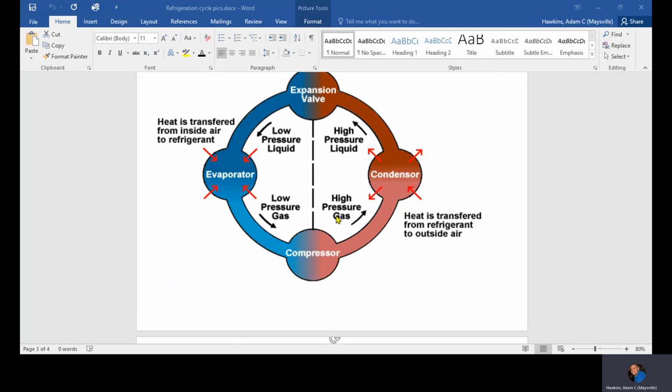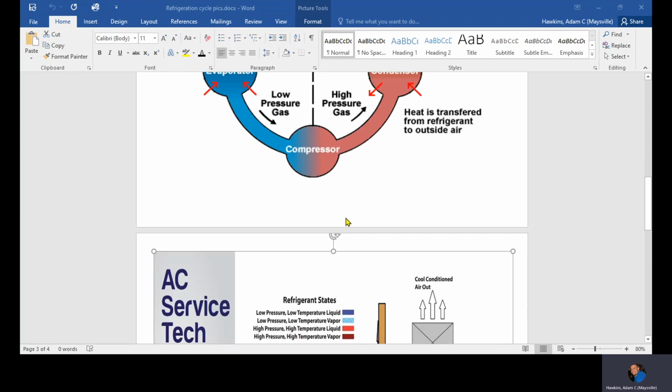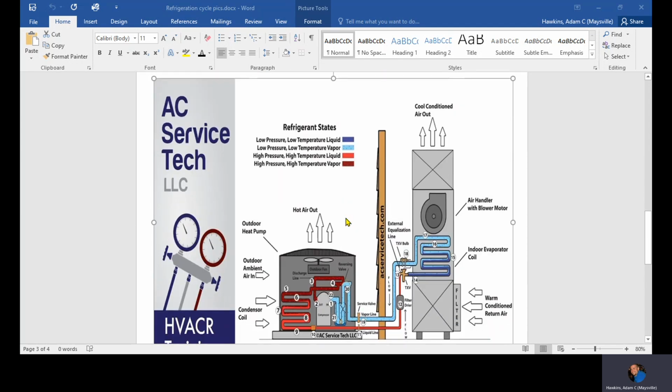It's very, very hot. I mean, this could be 165, 175 degrees at times. I'm trying to think of the limits on that, but it can be very hot. If you're touching a hot gas line, which honestly you don't really have good access to on an air conditioner, though on a heat pump you do, just be careful because it can be pretty warm. So it's leaving that and it's going as a hot gas.